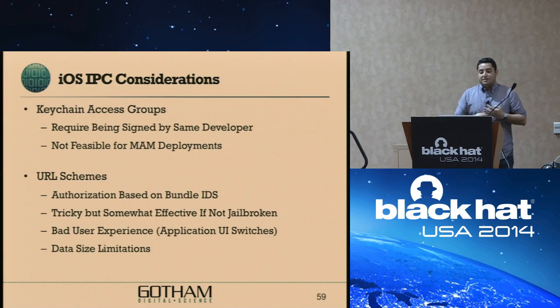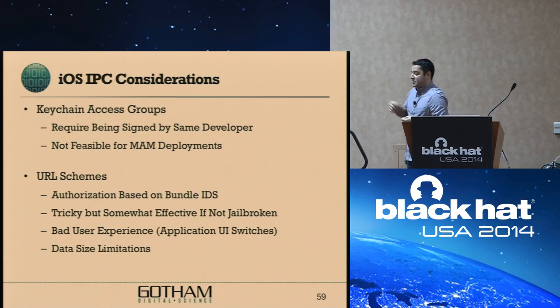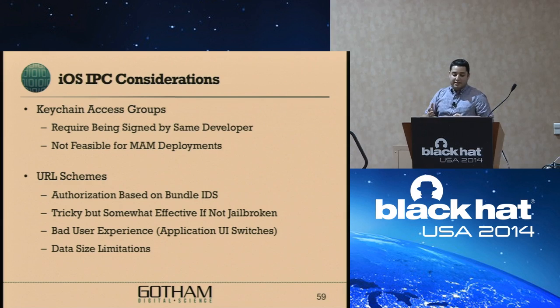So what are some considerations for IPC? There's keychain access groups, right? The problem with keychain access groups is the MAM agent is going to be signed by the vendor. You download it from the App Store, and that's going to contain a signature from the vendor. The wrapped applications are going to contain signatures from your enterprise. So totally different developers. You can't even leverage access groups for this.